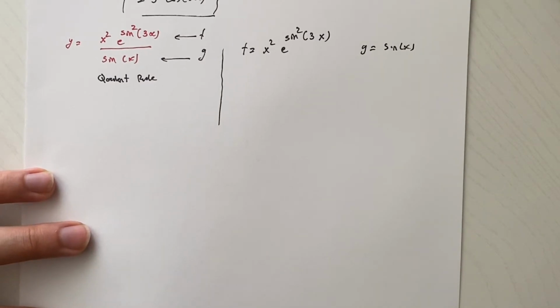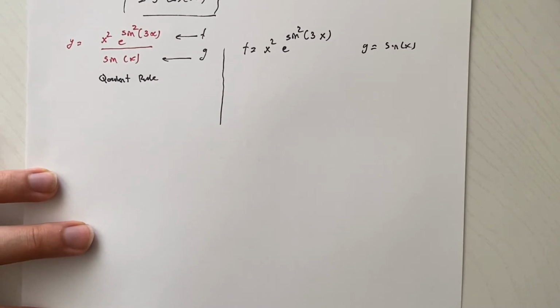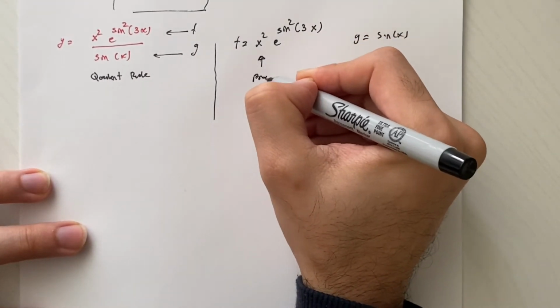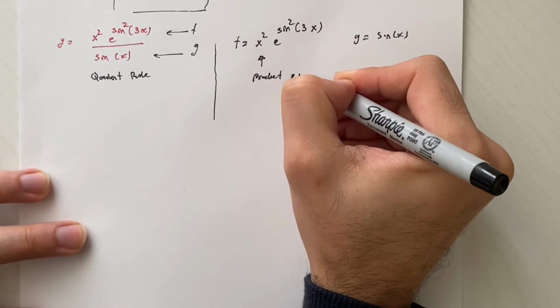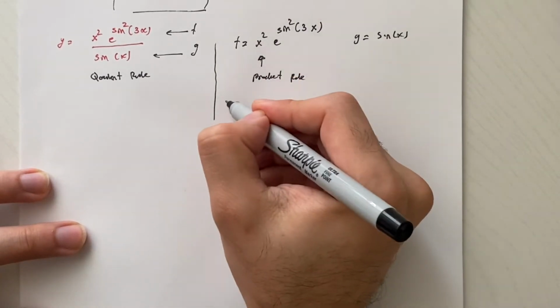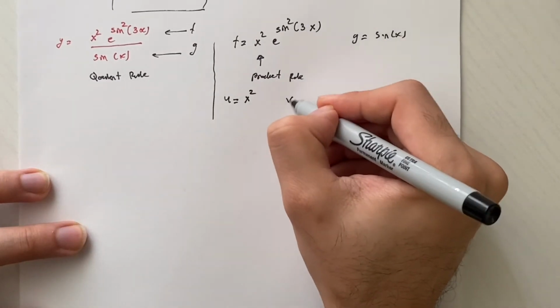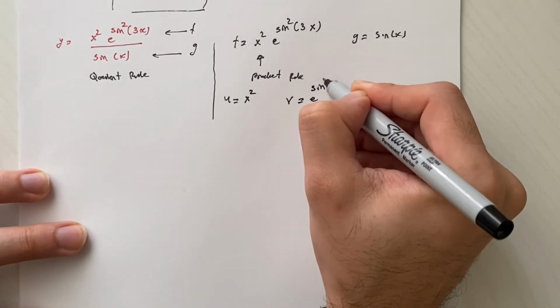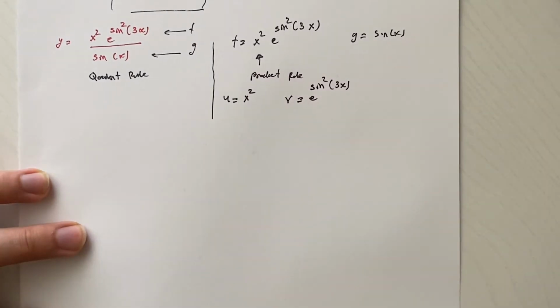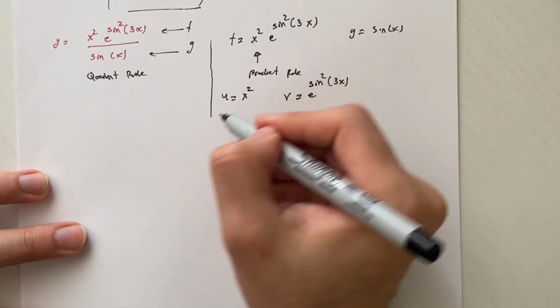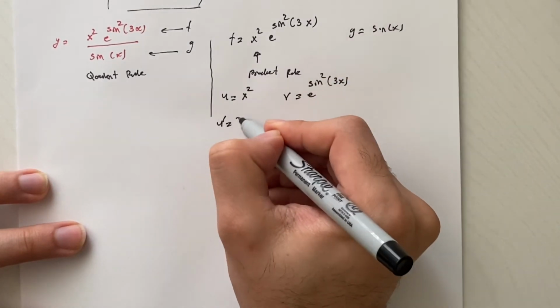Now what we notice here on the first function f, to differentiate this term, we're gonna use two rules. We're gonna use the product rule, and then we're gonna use the chain rule to differentiate the e term. So I'm gonna assign u to x squared. I'm gonna assign v to the second function, which is e to the sine squared of 3x. Now I'm gonna take the derivative of each function. This is using the power rule.